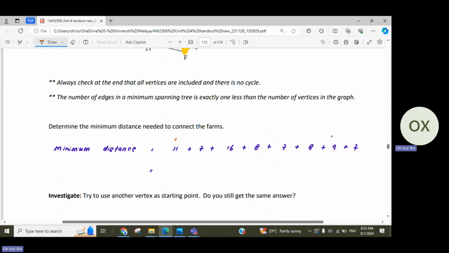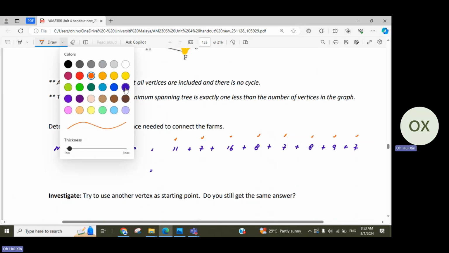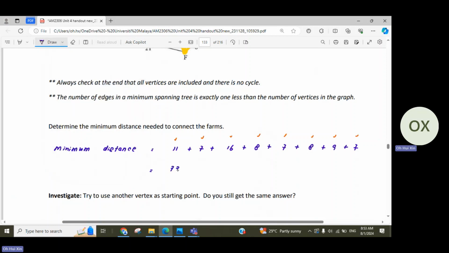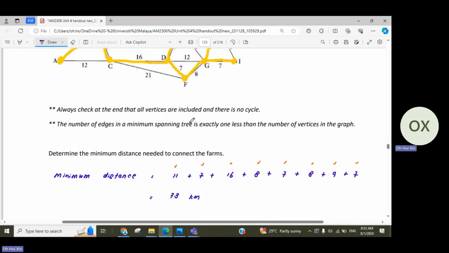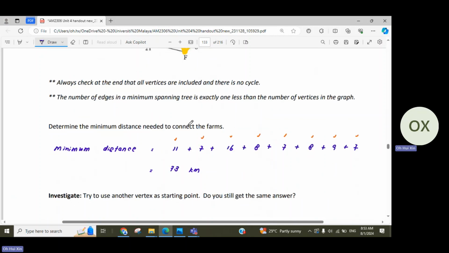11 plus 9, you got 20, right? Then 20 plus 15, 35. 35 plus 15, you got 50. So 57 plus 16, that's where you get 73. Okay, so that's how you can do it. So 73 km. Of course, writing the vertical calculation is fine as well. Okay, so that is how we use Prim's algorithm to get it.